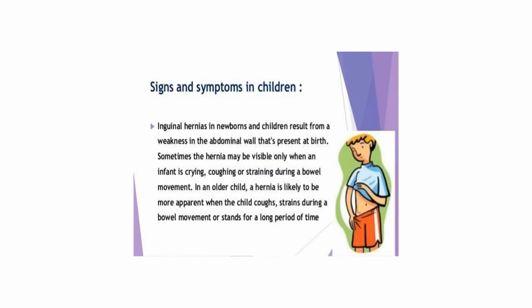Next, what are all the signs and symptoms that can be seen in children if the baby is having an inguinal hernia? Inguinal hernias in newborns and children result from a weakness in the abdominal wall that is present at birth. Sometimes the hernia may be visible only when an infant is crying. So if the baby is crying, the inguinal hernia can be visible, and during coughing or straining during a bowel movement, it will also be visible.